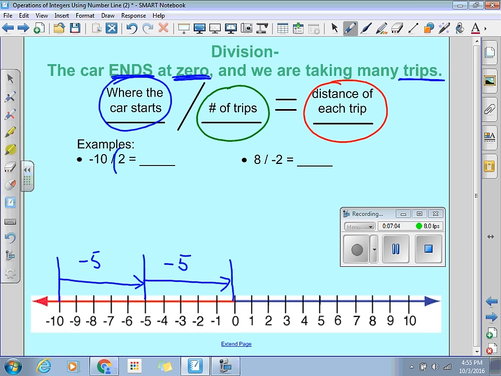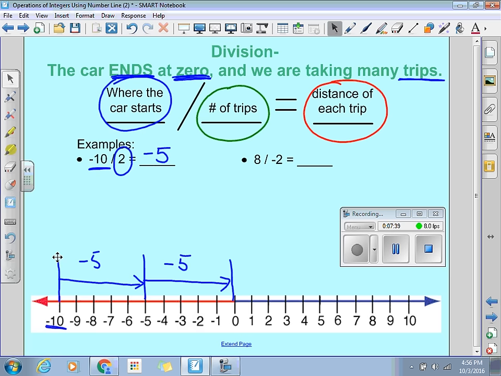And you need to check this with your rules. First of all, a negative divided by a positive is a negative, so you can write the negative sign down. And 10 divided by 2 is 5. And since that's such an easy problem, you could already tell the distance of each trip. Each is that keyword for division, like many is the keyword for multiplication. Let's take a look at the next example.